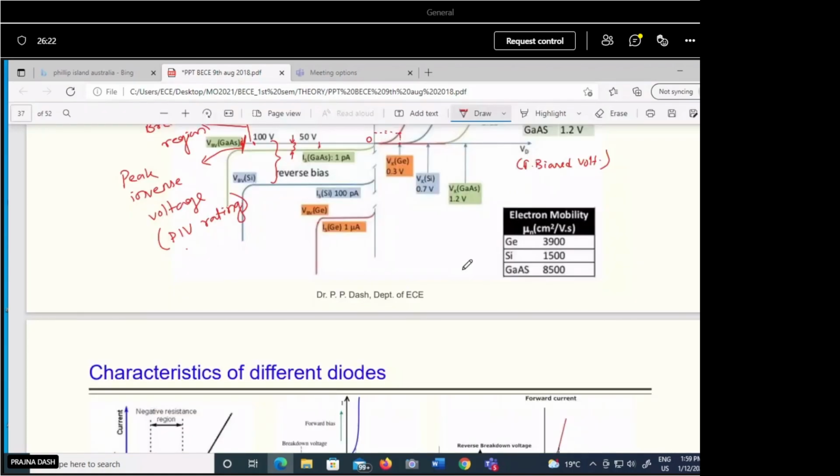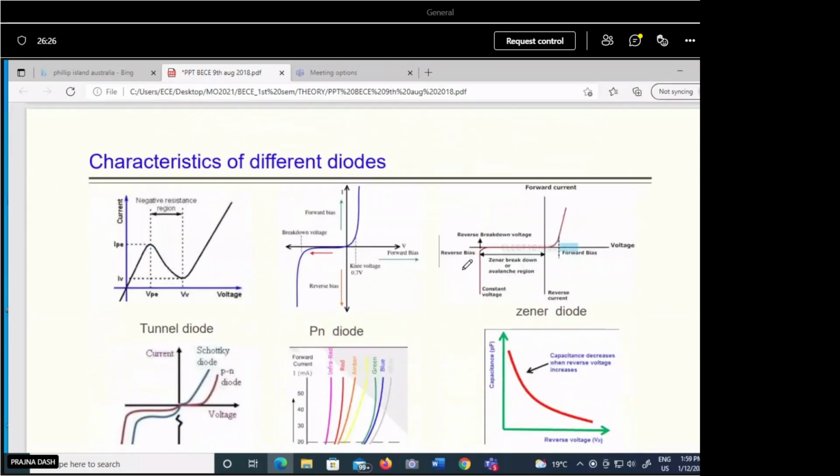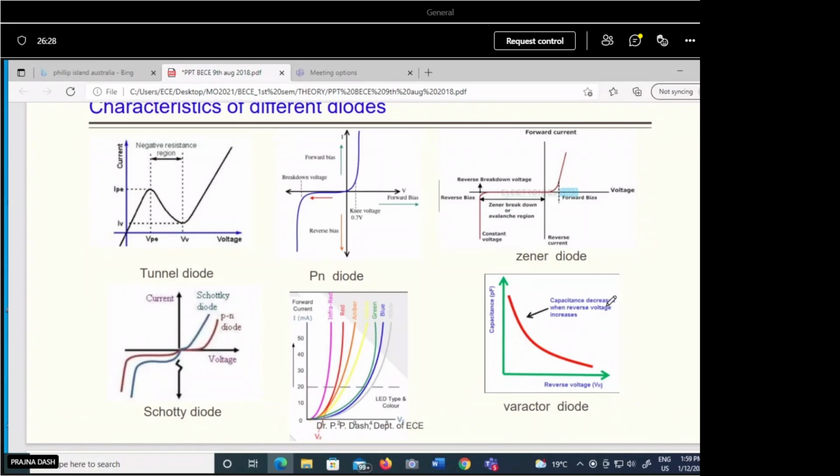You can see that there are various characteristics of different types of diodes. In our operation we have the p-n junction diode, and this kind of graph we have already discussed. The Zener diode is also there in our syllabus. In detail we will discuss what a Zener diode is and how it operates. Its behavior is like this.